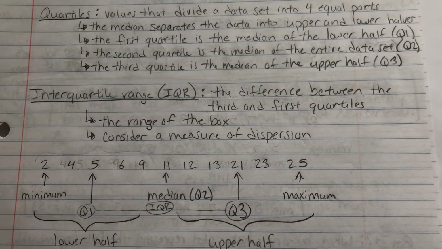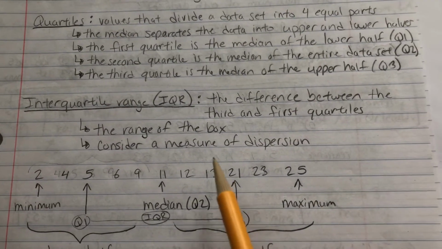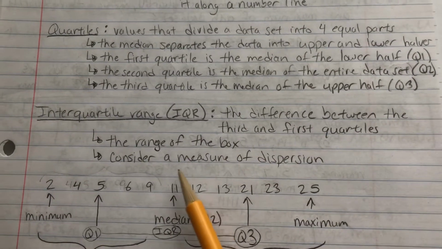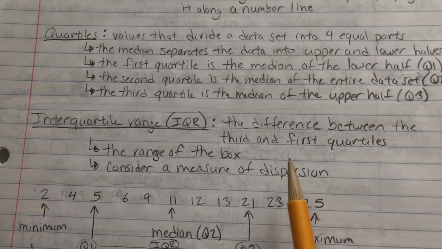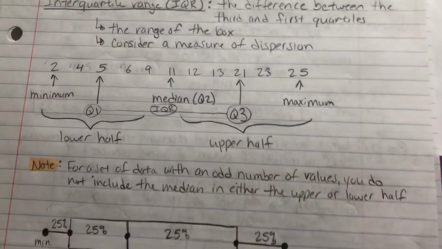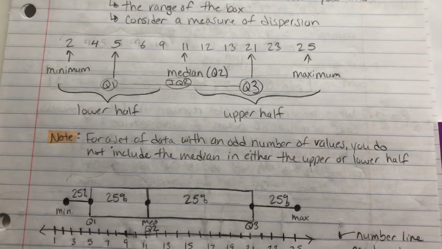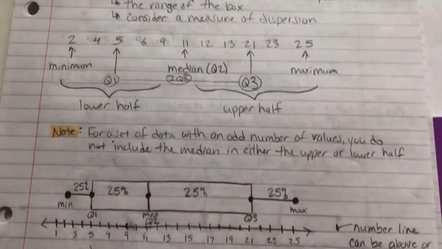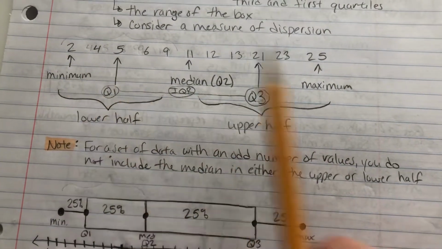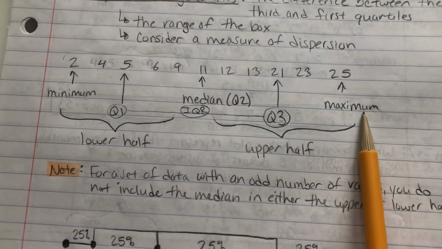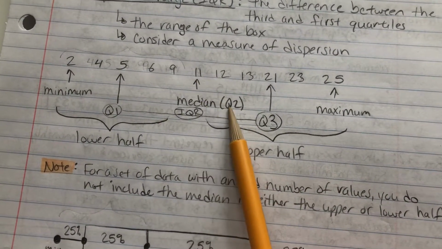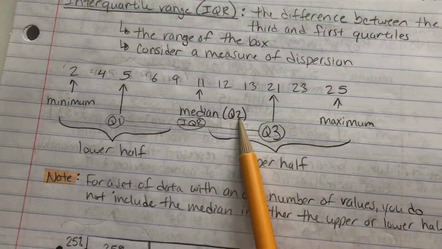Here's a definition that might sound familiar from 6th grade, the interquartile range, or IQR. It's essentially just the range of the box. It is considered a measure of dispersion or spread or variability, very much like range. So here's an example just to help explain what this means a little better. So we have data. It's already in order for us. We have our minimum, which is the lowest value, our maximum, which is the highest value, and halfway in between we have 11. Which would end up being our median, or as we read above, quartile 2.